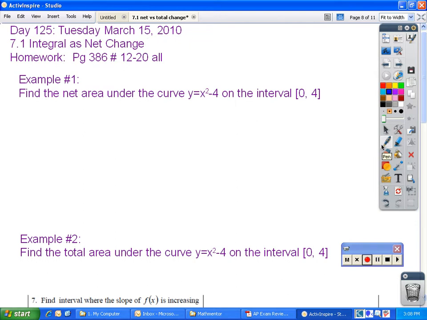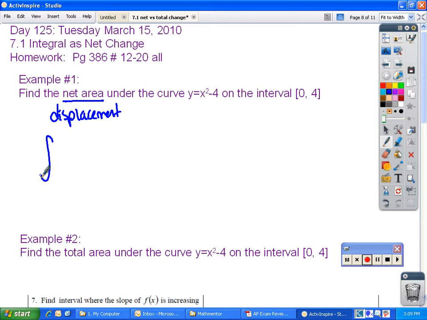All right, so example number 1. We didn't really get a chance to do too many examples yesterday, so let's work on it a little bit more. I want to find the net area under the curve. And net area is just like displacement that we had talked about yesterday. To find the net area, all we have to do is integrate.